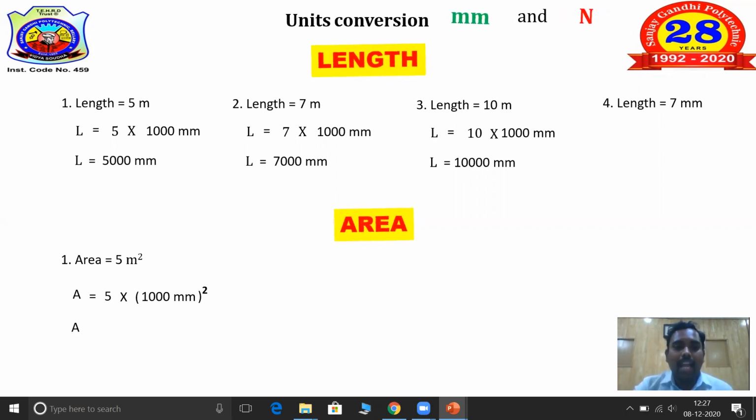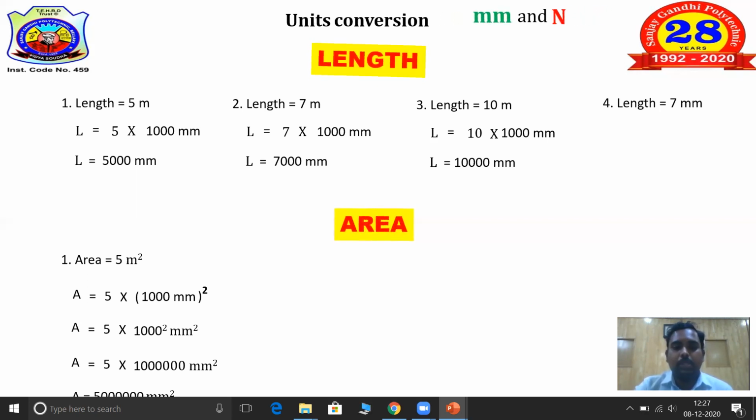In the next step, I'll try to remove the brackets. If I remove the brackets, then the square will be for both 1000 and mm. So I'll write 1000 square and mm square. Then on calculation, 1000 square is written as 1,000,000 mm square. Finally, the final answer is A equals 5,000,000 mm square. This is your final answer.